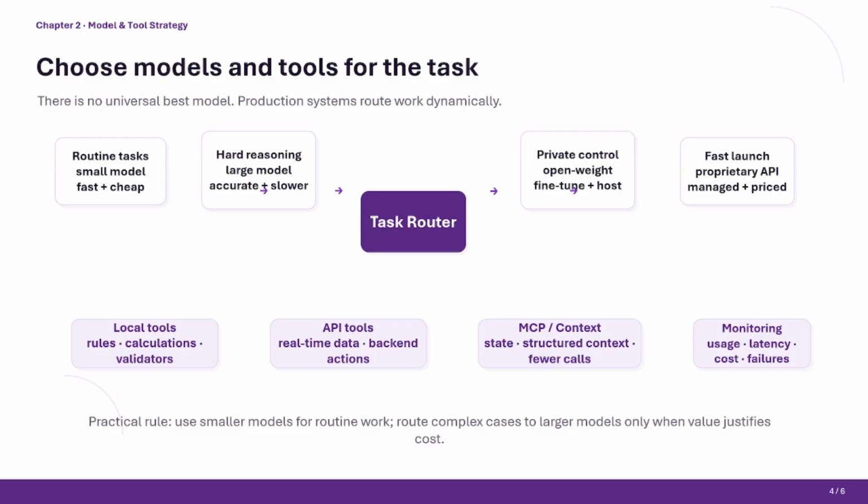Choose model and tools for the task. So there is no universal best model. Production systems route work dynamically. So everything is just unique in its own way. So no universal pattern. So this is how the task router works.